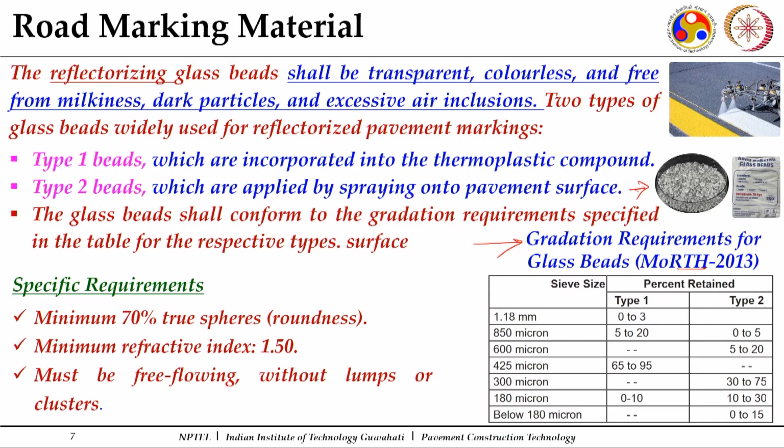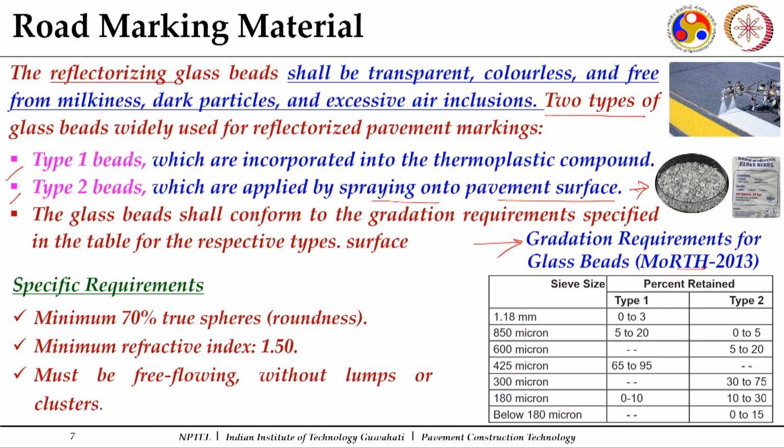Under these glass beads, two types are most common. Type 1 is the one which is incorporated into the thermoplastic compound. It is incorporated and then the material is laid over the surface. The second is the one which is applied by spraying on the pavement surface. So these are the two common applications of glass beads. The glass bead shall conform to the gradation requirement as in the table for the respective types, specifically type 1 and type 2 are mentioned here.